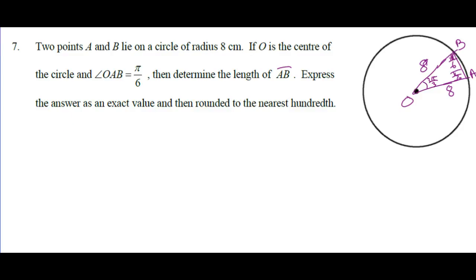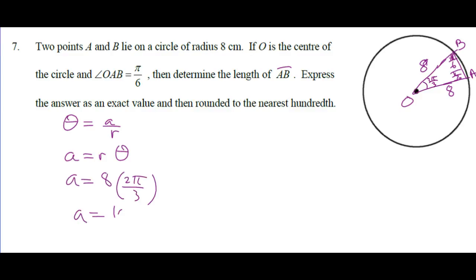Okay, what was the formula? Theta is A over r. Okay, is that the correct formula? Okay, I got that right. What are we trying to find? We're trying to find an arc length. So A is equal to r theta. And so A is equal to 8 times 2 pi over 3. So the arc length is 16 pi over 3. And what units are we measured in? Centimeters, right? And to the nearest hundredth, 16 pi over 3 is 16.76 centimeters. Okay, we're good there.